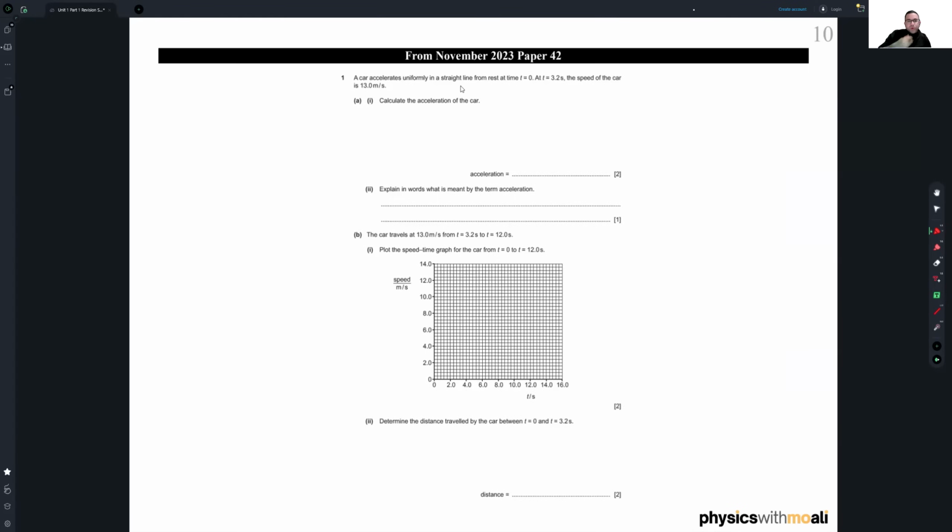A car accelerates uniformly in a straight line at time t equals 0. So constant acceleration, I can tell that. It starts from rest, so your initial speed is 0. At 3.2 seconds, the speed is 13. What's the acceleration? Change in velocity over time. So that's 13 minus 0, final minus initial, over time. That's 13 over 3.2, that's 4.06. I like to write my answers down to 3 significant figures, always. Meters per second squared, that's the unit for acceleration.